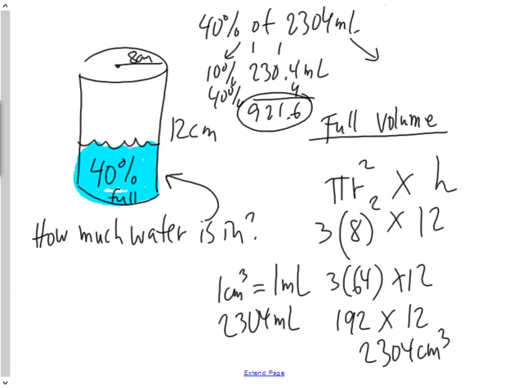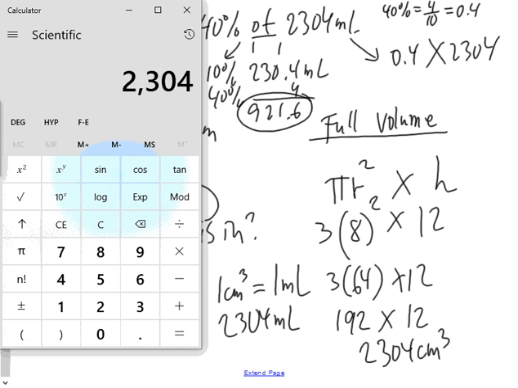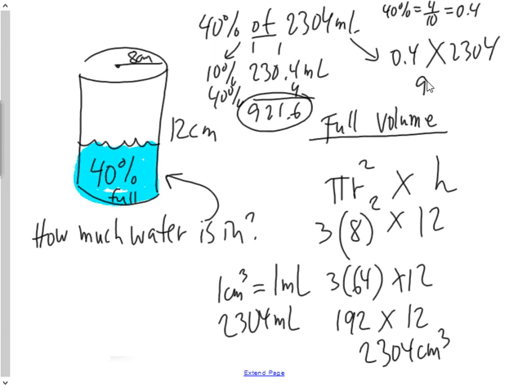40% equals 40 out of 100, which equals 4 tenths. Those are all things you learned in grade 7. And since 40% is 4 tenths, and the word "of" typically means multiplication, instead of doing it mentally, you could simply take 0.4 or 40% of 2304, and it will still tell you that the answer is 921.6 milliliters.